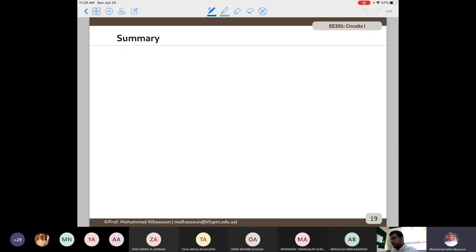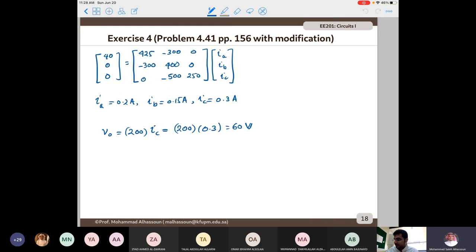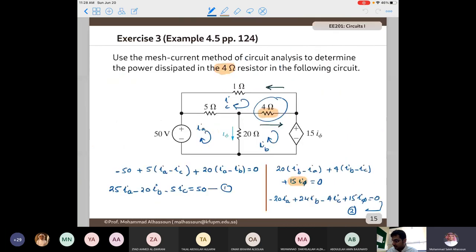I wasn't supposed to cover this, but I don't know what happened today. We covered all of what I'm supposed to cover, and we still have 9 minutes. So I'm not going to waste those 9 minutes. Let me just take, for example, this circuit, something like this, and think about special cases.